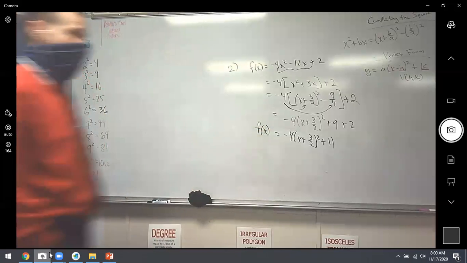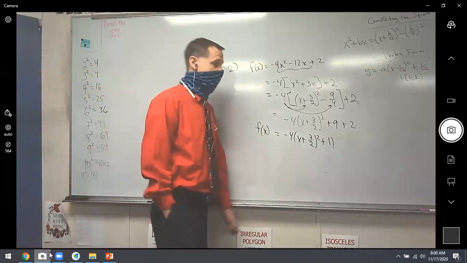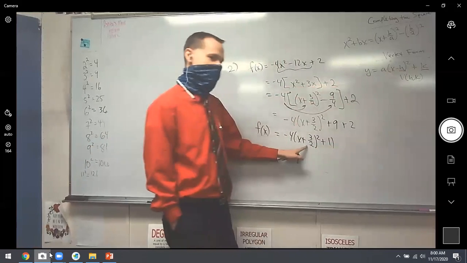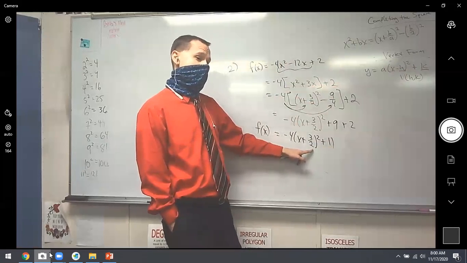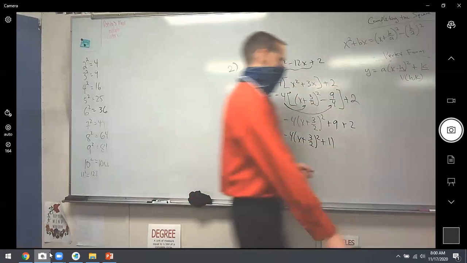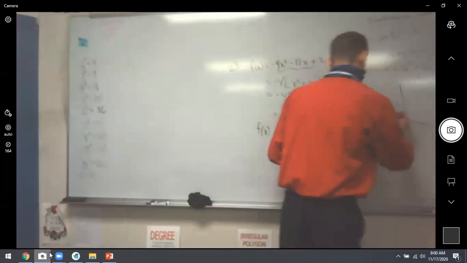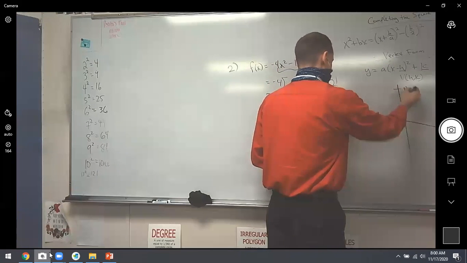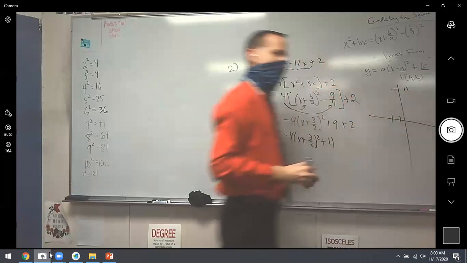All right, so what's that tell us? It's in vertex form, so it tells me something about the vertex. Since the form says x minus something, and this says x plus something, it's not 3/2. It's actually negative 3/2 for h, and k is 11. So at negative 3/2, which is a little bit more than negative 1, and at positive 11, I'm going to be lazy and just put 11 up there. There's some kind of vertex.